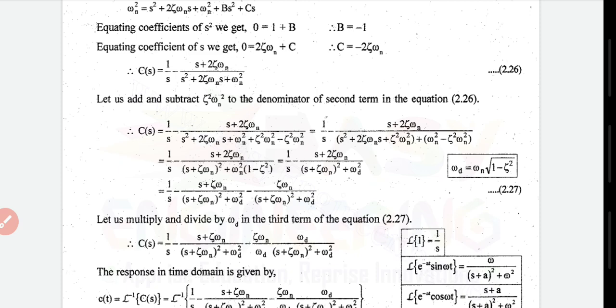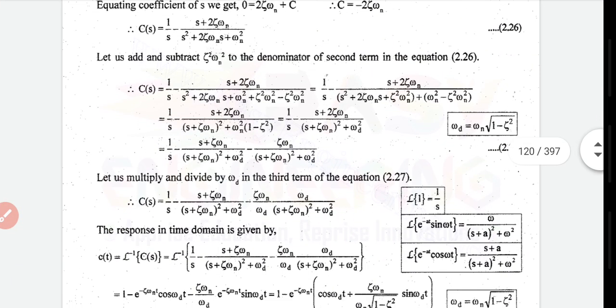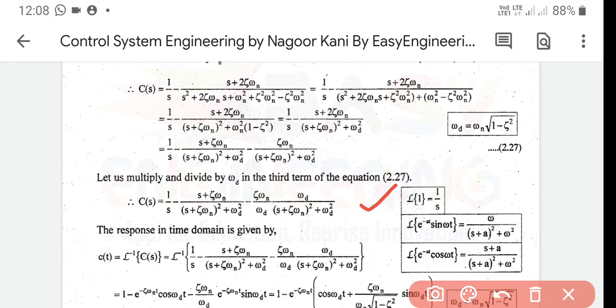Okay, now for this you are doing, let us multiply and divide by omega d in the third term. Okay, we are multiplying and dividing by omega d in the third term, so that you are obtaining this equation. Okay, so after obtaining this equation, now you are doing inverse Laplace transform. Okay, so C of s is converted to C of t.